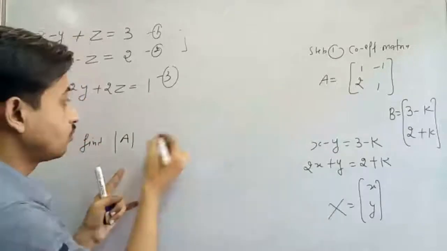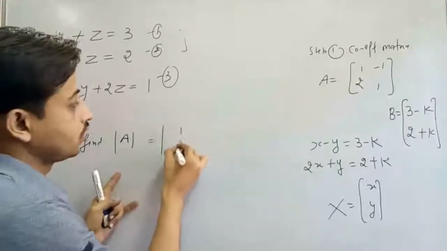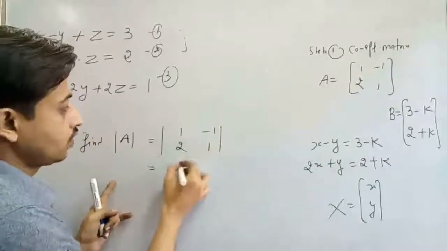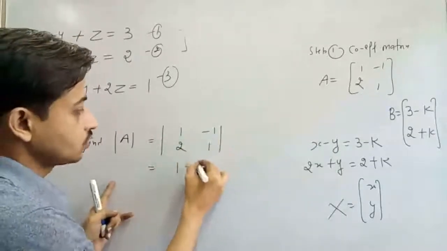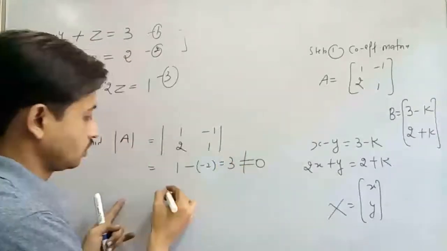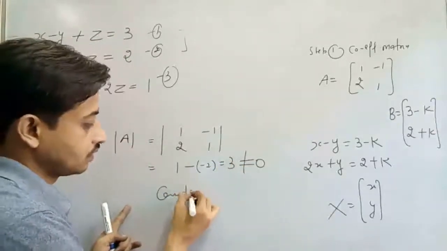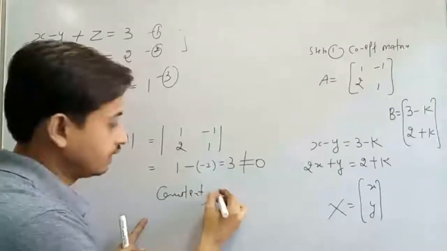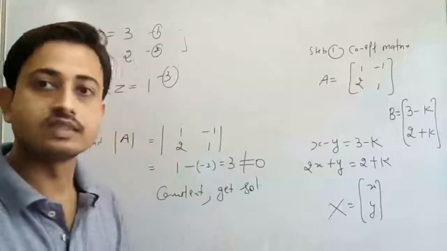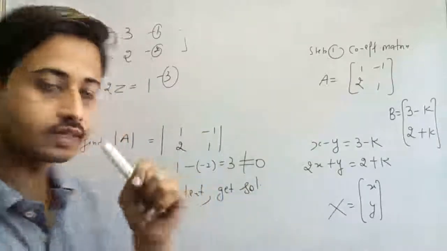Find the determinant of A. And what is A? 1, 2, minus 1 and 1. Solve this. 1 into 1, 1. 2 into minus 1, minus 2. So we get 3, and 3 is not equal to 0. It means the system is consistent and we get a solution. Step 2 is we have to find the cofactors.